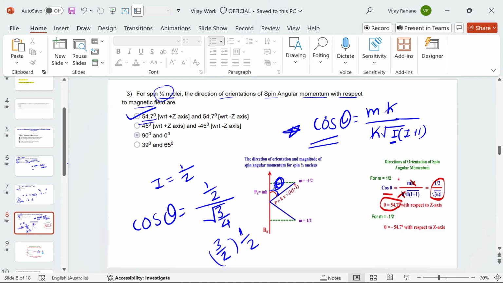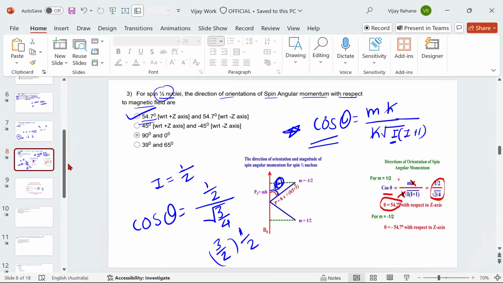This is in the second lecture. It is already given, so I have just taken the formula from the second lecture. And also the angle is with respect to the z axis, right? So that we have to take here.